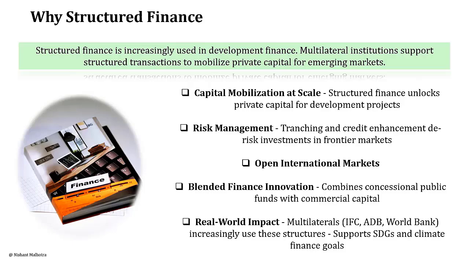Then there's blended finance. The book talks a lot about blended finance. It combines concessional public funds with commercial capital and real world impact. So it's got a lot of examples from the World Bank, very major multilaterals, and how it's getting implemented. Now it's not only from the multilaterals, it could be from various actors within the development sector, and how they support sustainable development goals and climate finance goals.